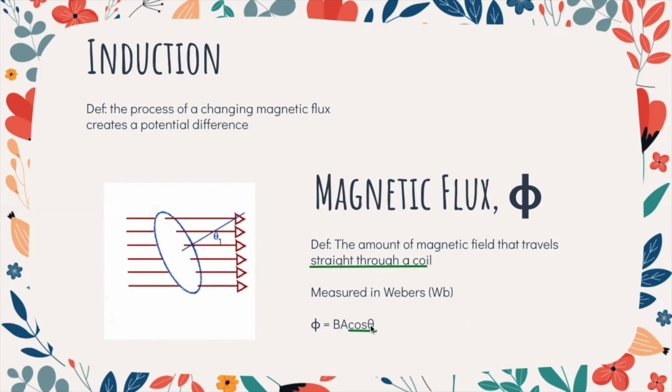Know that with the angle, you want the angle to be able to catch all the field lines in the circle. If the circle is tilted so it misses all the field lines and none of it goes through, then your flux goes to zero. So rotating a coil can create a change in magnetic flux. And the thing is, voltage is caused by a change in magnetic flux. So if you can cause this to increase or decrease, then you get voltage out of it.